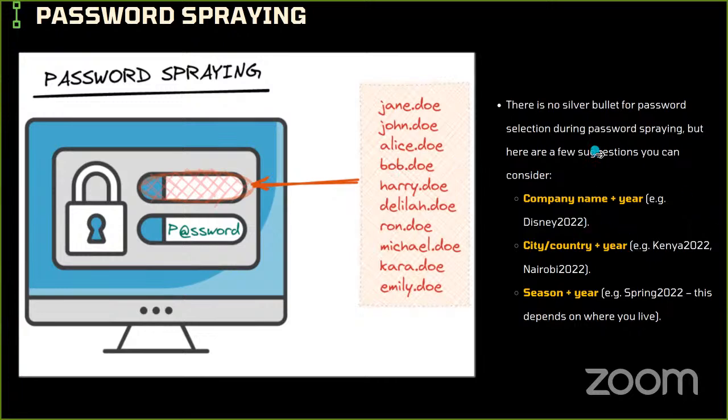So there's no silver bullet for what password to try, but I always try at least this one, the company name plus year. This is something that I've seen quite a lot. So if our company was Disney, something like Disney2022 or Disney2022 with an exclamation mark, if the password policy requires special characters. I also see this one quite a bit, like the city or the country and the year. If you go online, most write-ups will also recommend things like season plus year, spring or summer 2022.